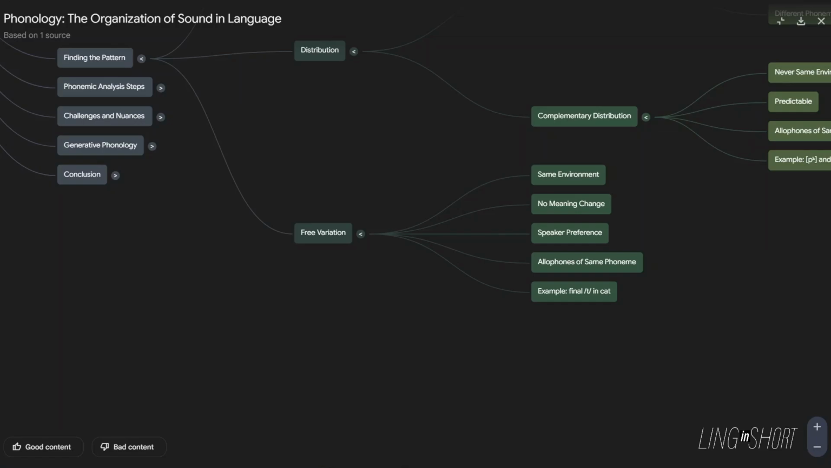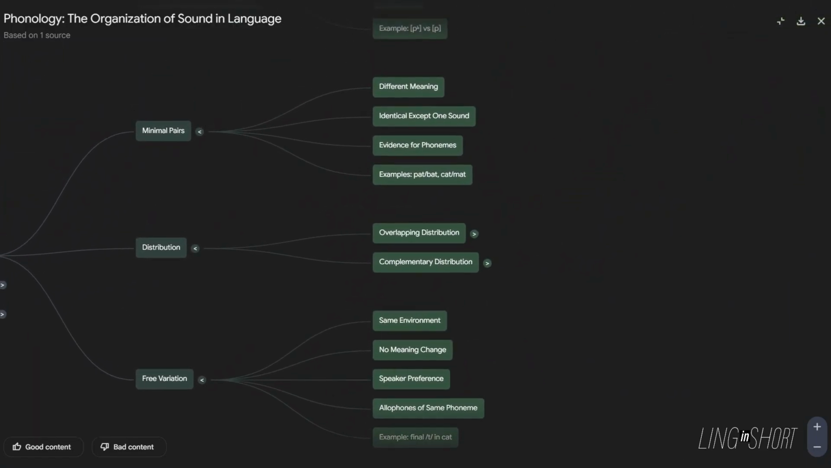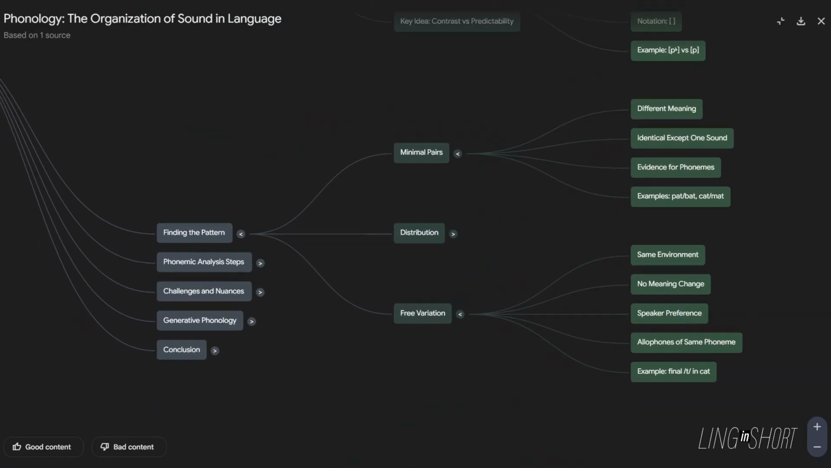Okay, so let me try to recap the detective work here. Minimal pairs are like the gold standard, the best proof for identifying different phones. Strongest evidence. Then we look at where sounds actually occur. If they can swap places in the same environment and change the meaning, they're different phones. That's overlapping distribution. If they have their own exclusive territories, their own jobs, and never show up in the same place, they're likely allophones of the same phone. That's complementary distribution. Right, assuming they're similar enough sounds to begin with. Yeah, good point. And sometimes there's this flexibility where different pronunciations can happen in the same spot without changing meaning. That's free variation, which also points towards allophones.